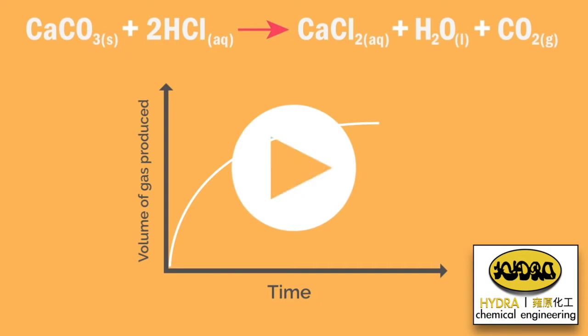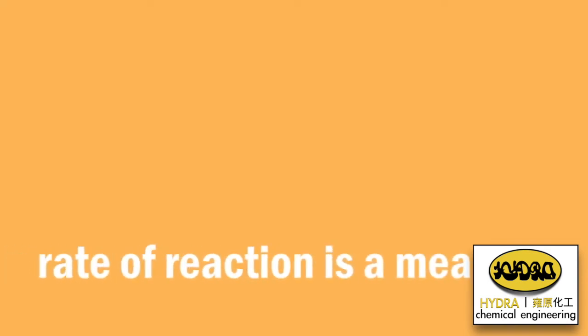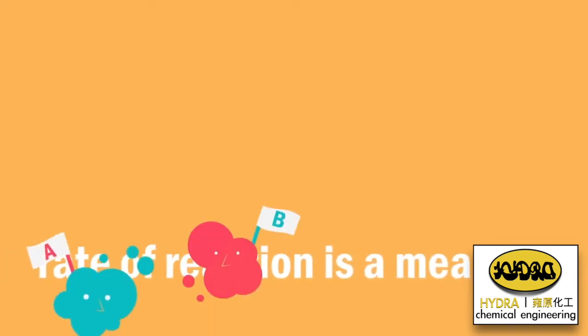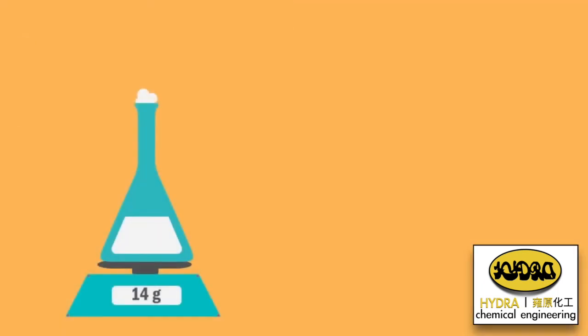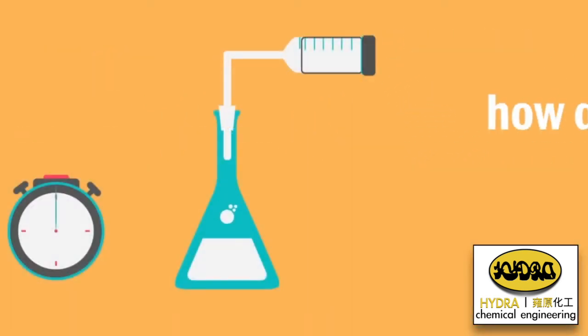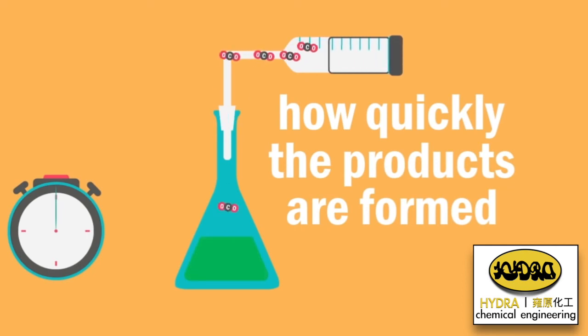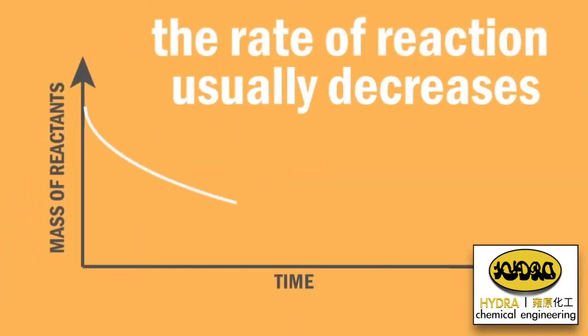As in the other test, it slows down. The rate of reaction decreases. So let's recap. The rate of reaction is a measure of how quickly the reactants change into the products. The rate of reaction can be measured by measuring how quickly the reactants decrease or how quickly the products are formed. The rate of reaction usually decreases as the reaction proceeds.